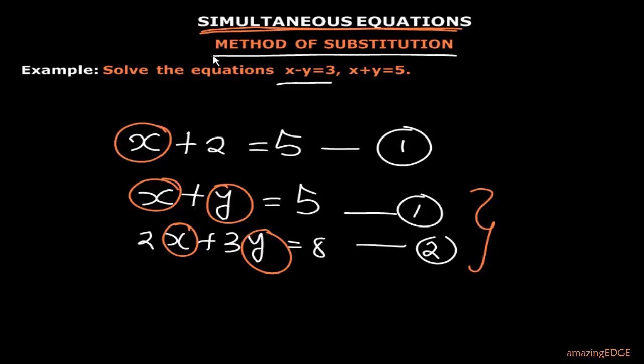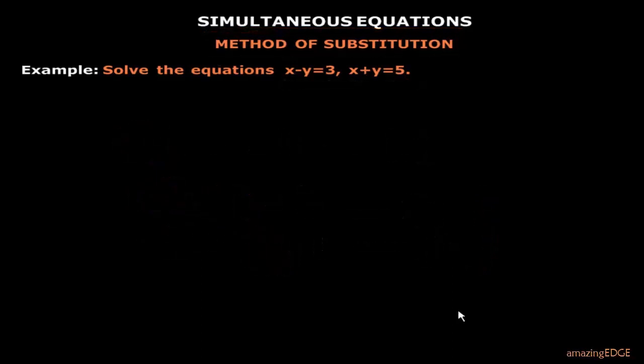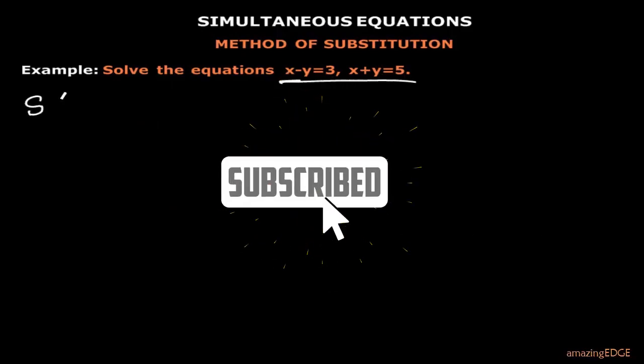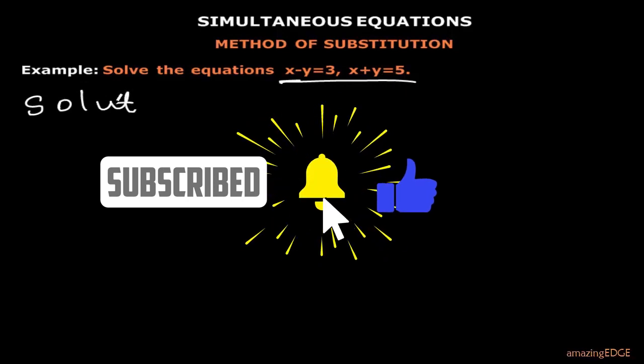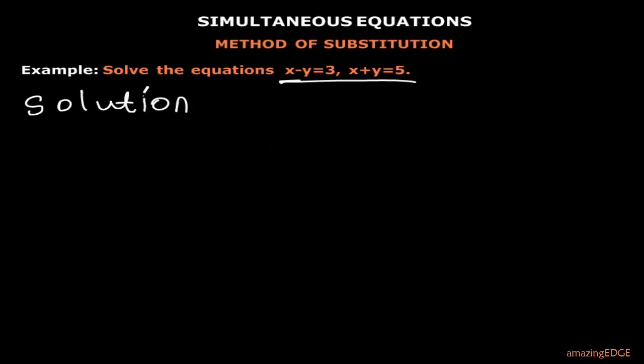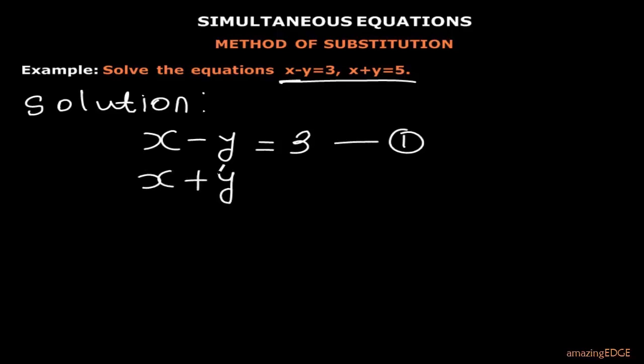So we are kicking off now with this example. The example says solve the equations. So now to do that, we are looking at the solution. Remember that in solving these equations, what we need to do is to find the values of x and y. So now you rearrange this equation. So you have x minus y equals 3. You call this equation 1. Then the next one you have x plus y equals 5, and you call this equation 2.